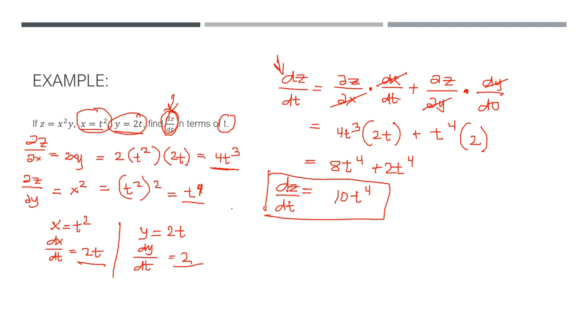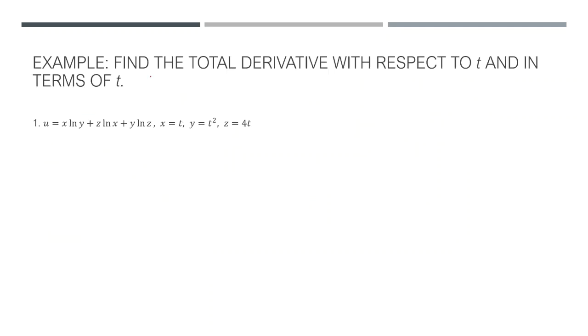Okay, I hope you understand this one, and I hope you understand when to multiply the derivatives of the values that we have. Next, we have to find the total derivative with respect to t, in terms of t. So first, in order for us to find that, we still have to find the partial derivatives of each of the variables that we have in the equation. So we have the partial derivative of u with respect to x. So from here, the first term has a variable x. So the derivative of x is 1 times the constant ln(y).